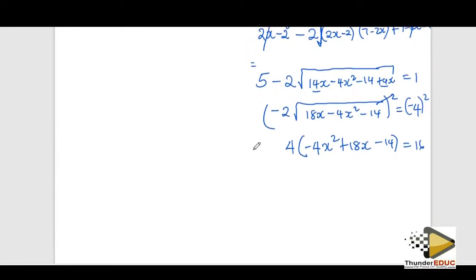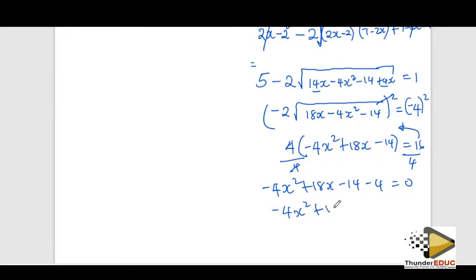Divide both sides by 4. So over 4, then over 4. I have negative 4x squared plus 18x minus 14. We can move this one actually that side. The result we get, which is a minus 1, is equal to 0. Negative x squared plus 18x minus 18 is equal to 0.